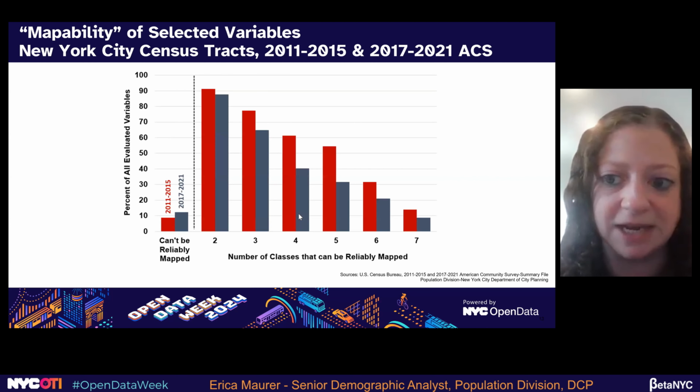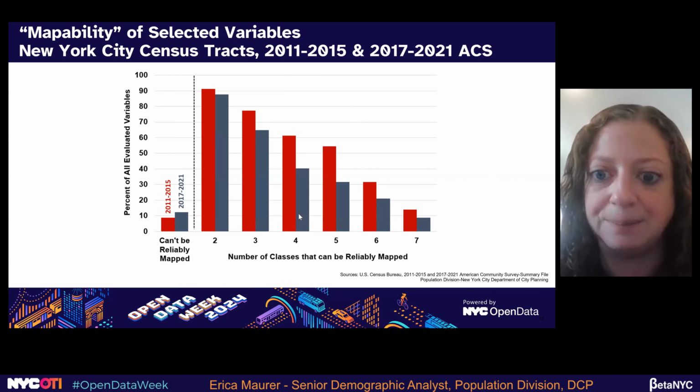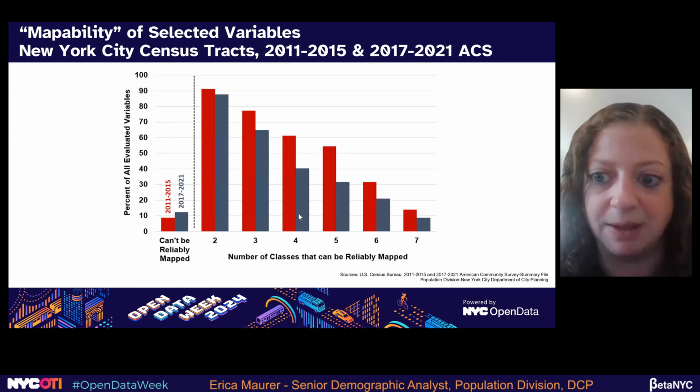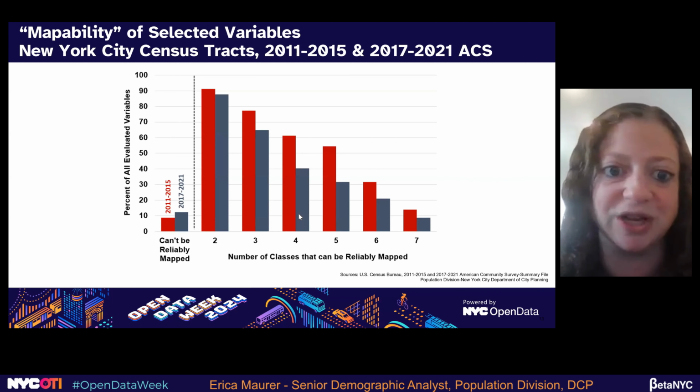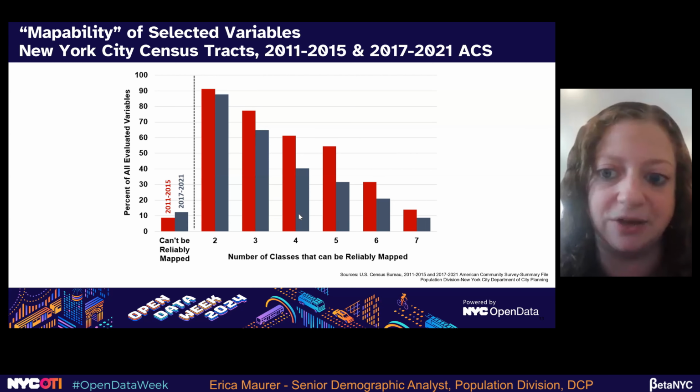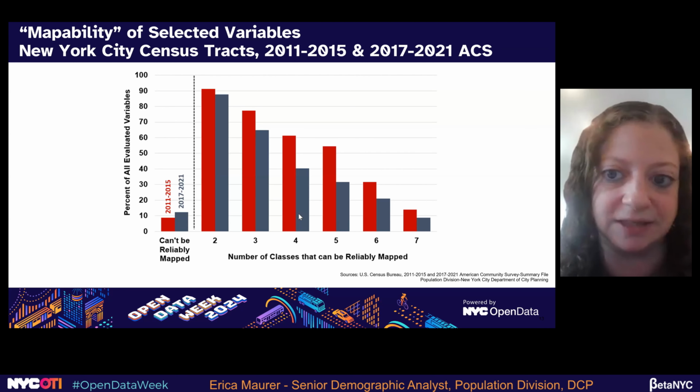So moving up to the NTA level, things looked a lot better. While we still took a hit between the 2 periods, at the NTA level, only 12% of the variables could not be reliably mapped. But just look at the detail that you can get at this level of geography. 40% of variables can be mapped using 4 classes, even 32% using 5 classes. So being able to use 3, 4, 5 classes makes for a much better map that can reliably tell the story and distinguish between NTAs and classes.